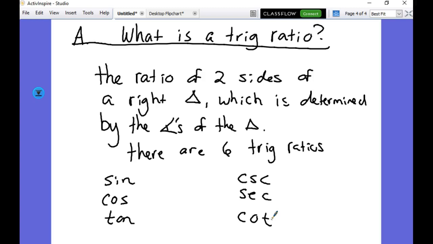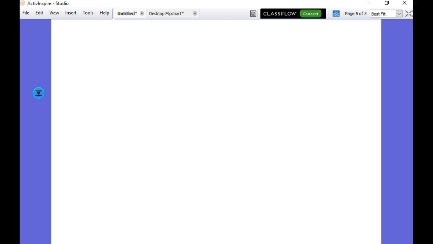Now our calculators only have these buttons, right? Most calculators don't have the other 3, but we'll talk about how to deal with that a little bit later. All right, so before we tell you how you can tell which is which, we need to learn how to name the parts of a triangle.